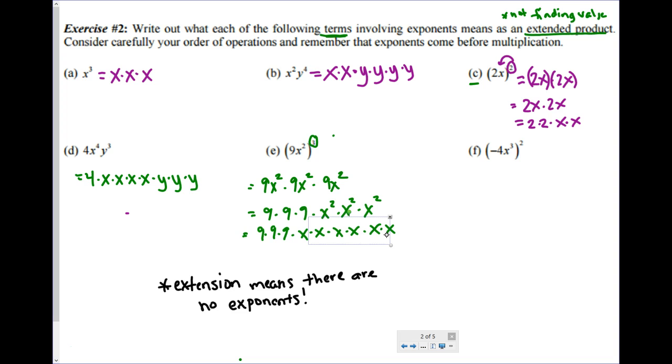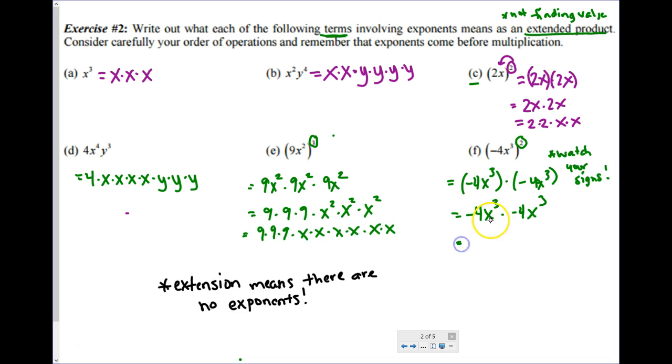Finally, F. Now be careful, F has parentheses, but it's also got this negative. So I'm going to say here, watch your signs. And I'm going to say that a lot in videos because signs are really important. So this is the same as saying negative 4x to the third times negative 4x to the third. I'm raising that to the second power, so I need 2 of them. Now I can use my grouping properties and drop the parentheses.